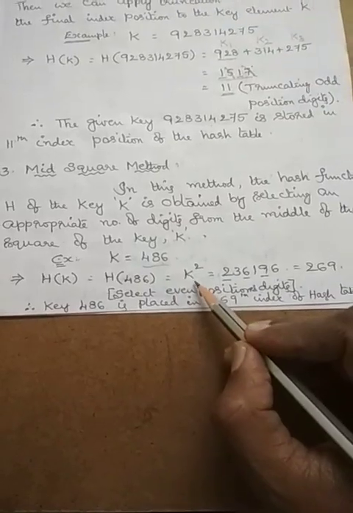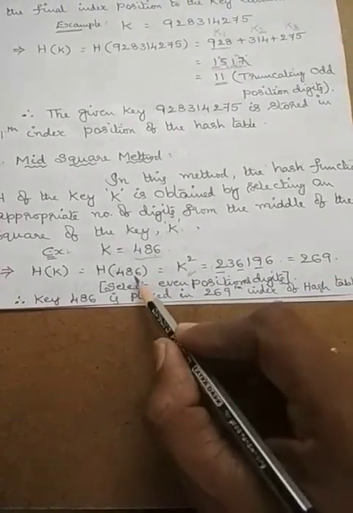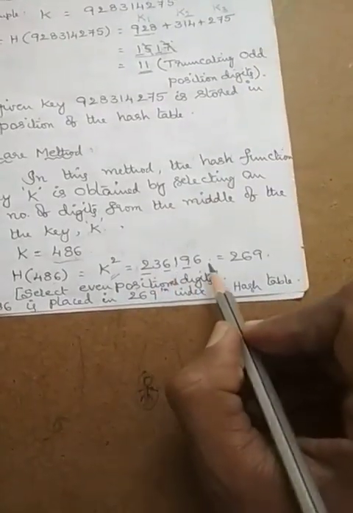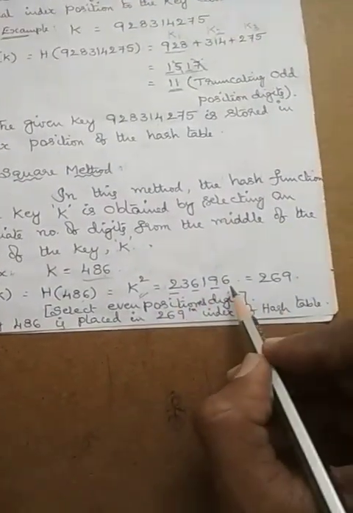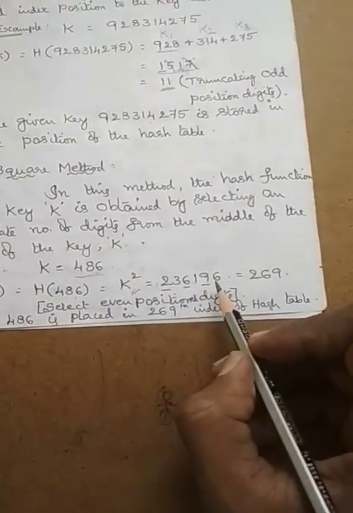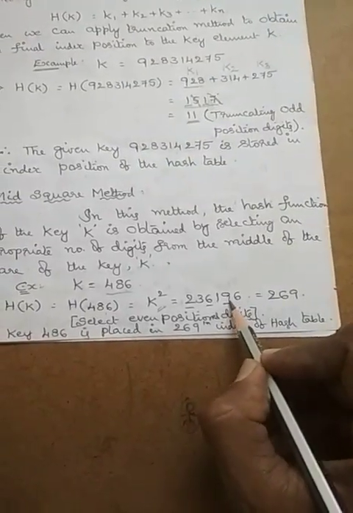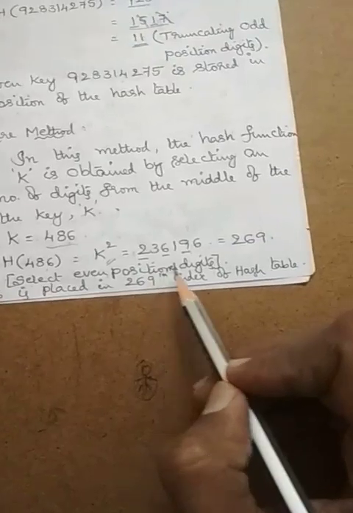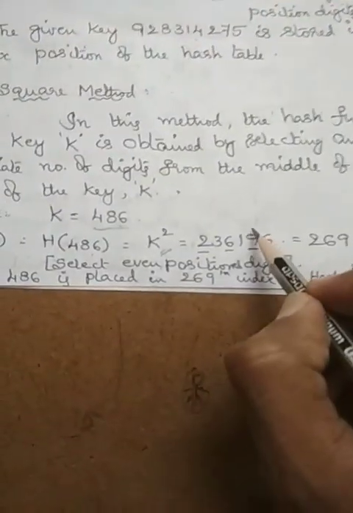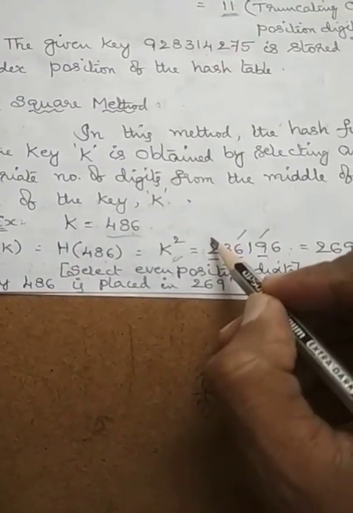Here as an example, k is given by 486 and we want h of 486. We first square the number and get 236196. From the right side we select only the digits that are present in even positions, which is why it says select even positioned digits. So 9 is selected, 6 is selected and 2 is selected.